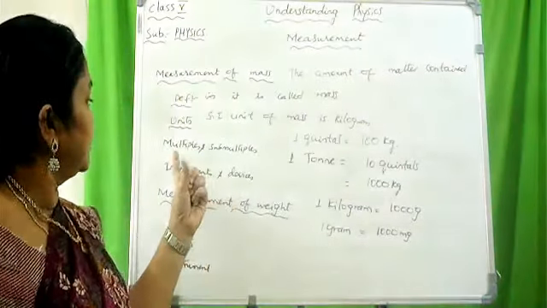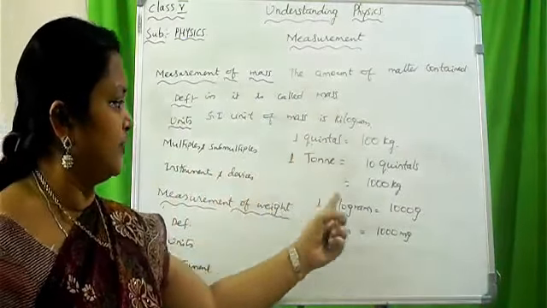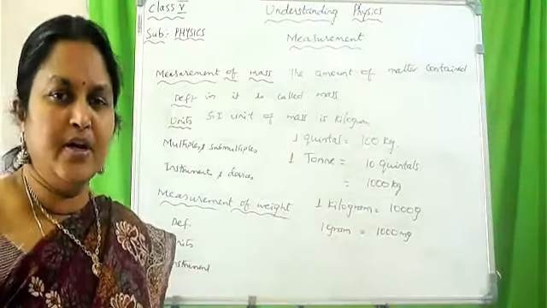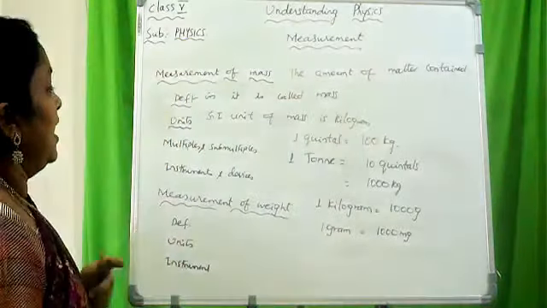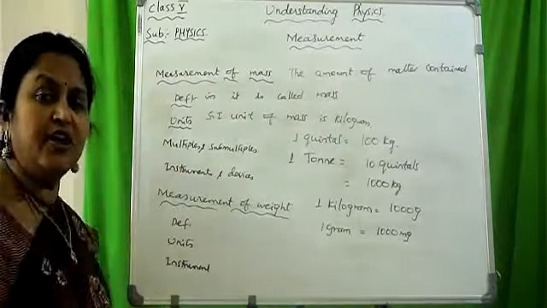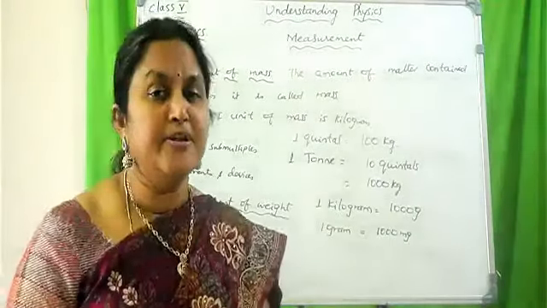Okay, now next we discussed multiples and submultiples, these 5 values. Please try to remember and revise that one. That way, you can remember well. And coming to the instruments, what are the instruments we have for measuring mass?